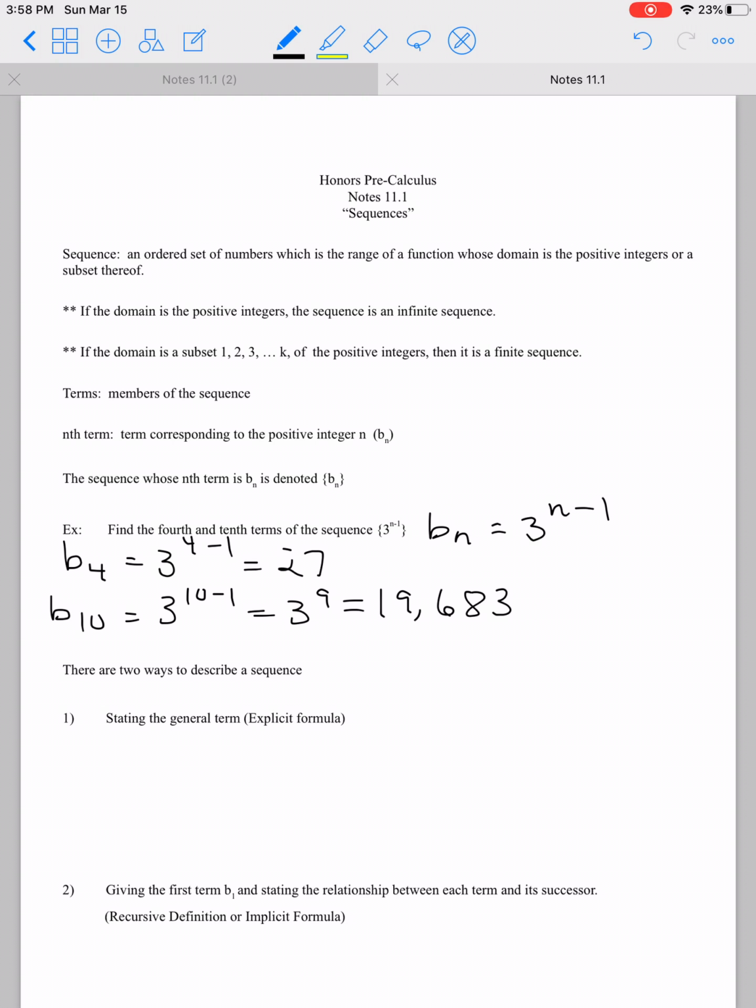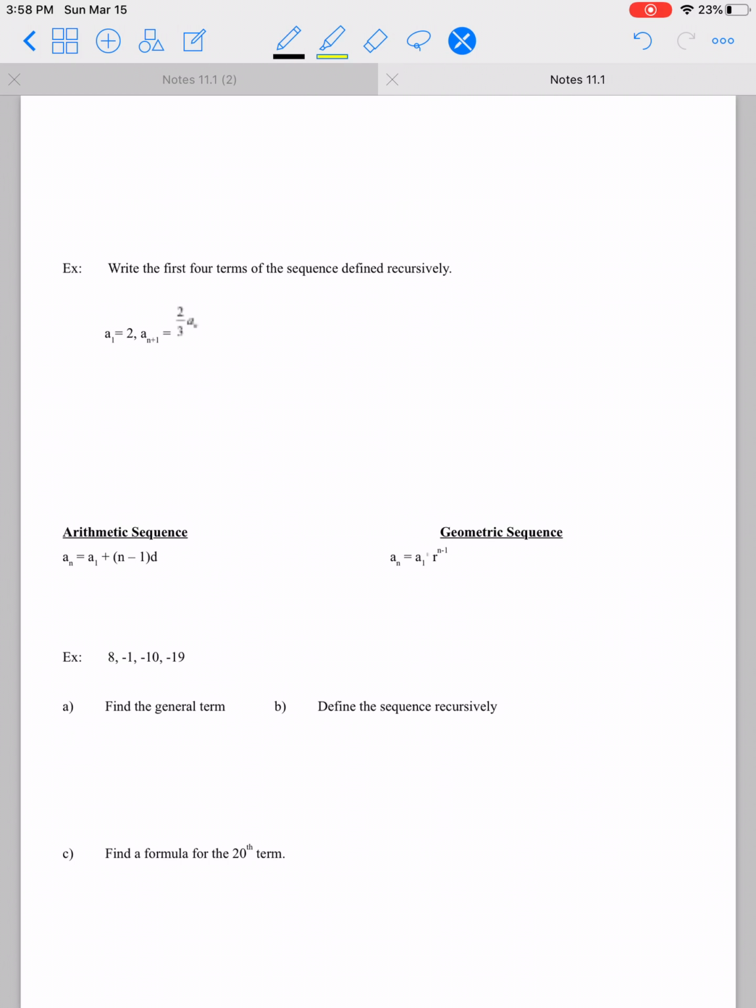There are two ways to describe a sequence: the general term or the explicit formula. We give our sequence a formula, if that would be 3 to the n, and n would correspond to which term we want. So we would plug in the value for n and multiply it by 3. The second way is that we can give you the first term and the relationship between each term and its successor, which is called a recursive or implicit definition, and that has two parts.